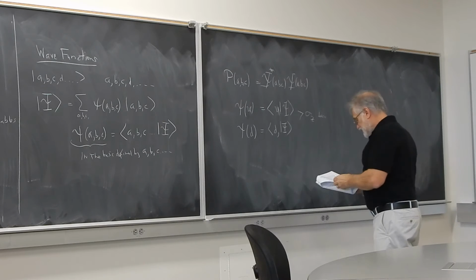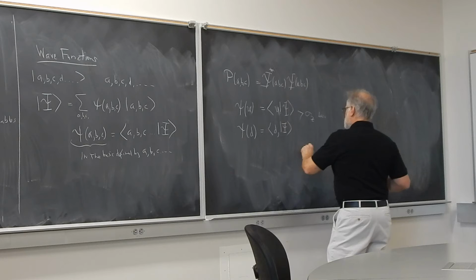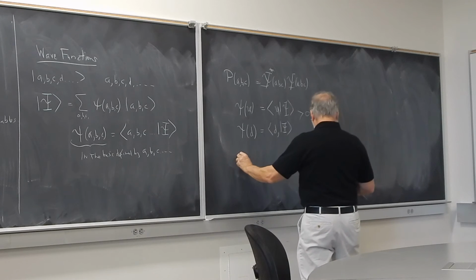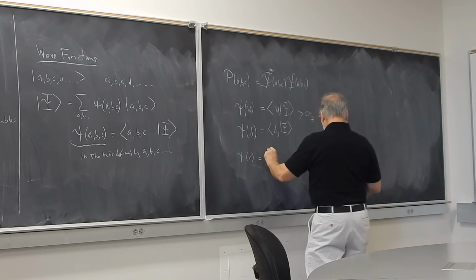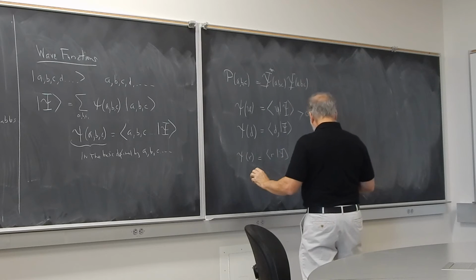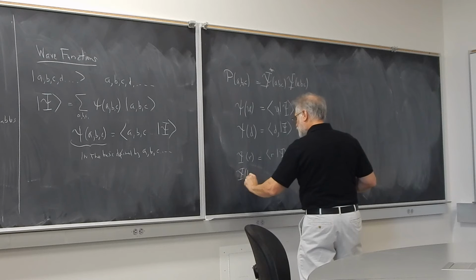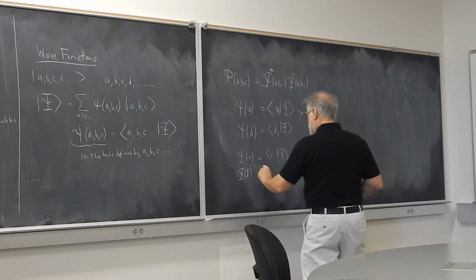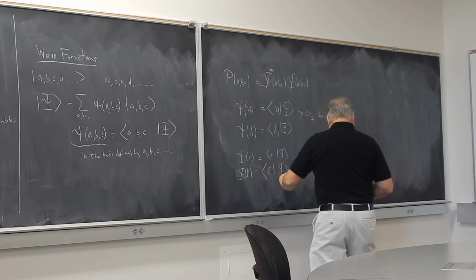On the other hand, suppose I was in the right-left basis, or the sigma x basis. Then I would be talking about psi of r is equal to bra r with psi, and psi of L is equal to bra L with psi.